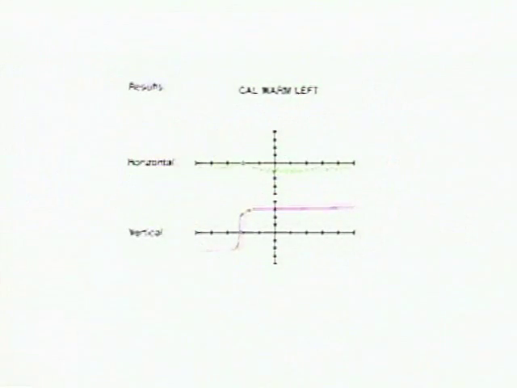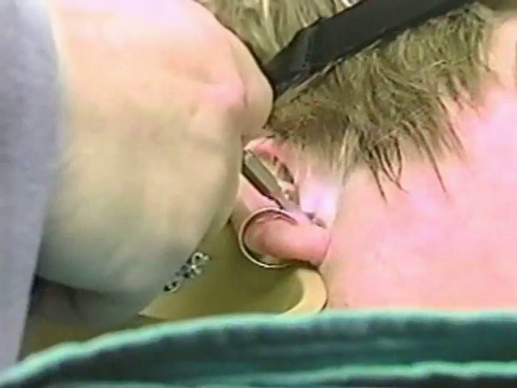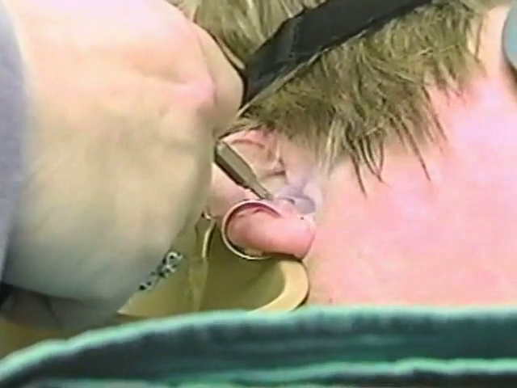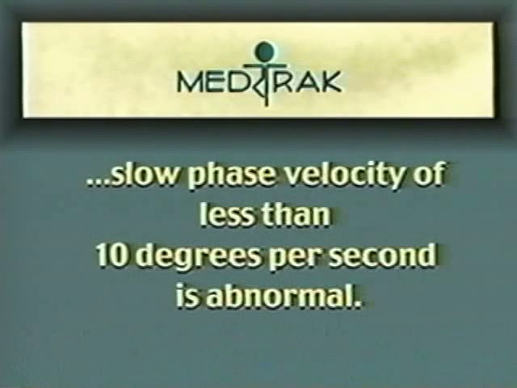In the case of patients who exhibit no response, typically after repeat testing with warm or cool water or air, ice water testing is recommended, as this is a test of pure cerebellar function and can be useful if the rest of the testing is negative. In each irrigation, nystagmus with a slow phase velocity of less than 10 degrees per second is abnormal.